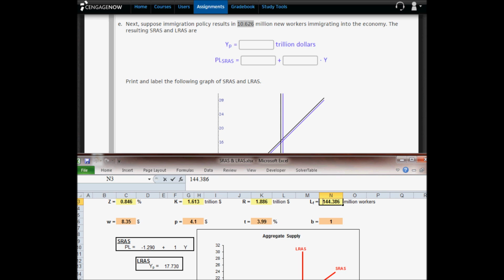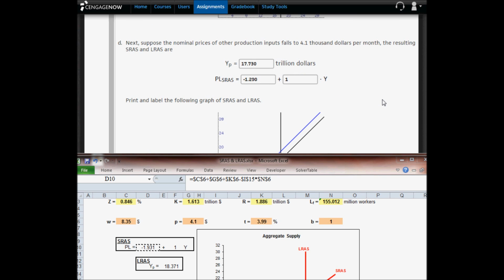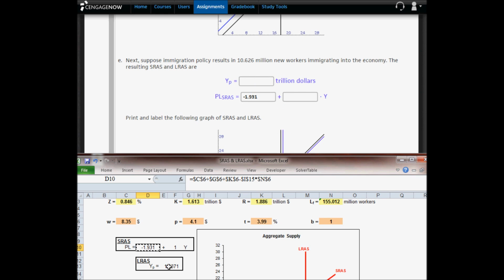After I double-click on the labor force box, I'm going to hit equals. Then I'm going to copy the increase into the cell. I'm going to follow that up with plus. So the labor force was 144.386. With the addition of 10.626 million workers, there are now 155.012 million workers. So the intercept declines to negative 1.931. It was negative 1.290. Potential output was 17.730. It is now 18.371. The slope does not change. It is still 1.